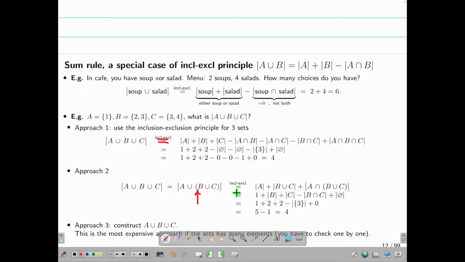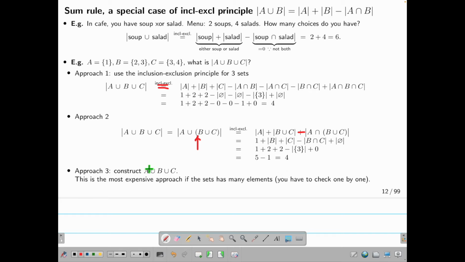Got it? Okay. So if I apply this, this is the inclusion-exclusion principle for what? For 2 sets. The first one, the second one, and okay, this should be subtraction, but anyway, I make it correct in the end. Then I get this, and so on. Or you do it by brute force.